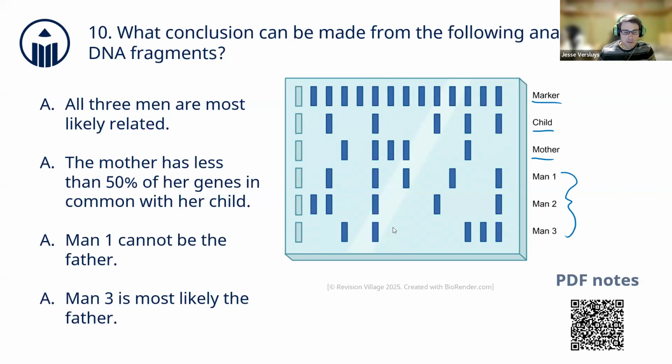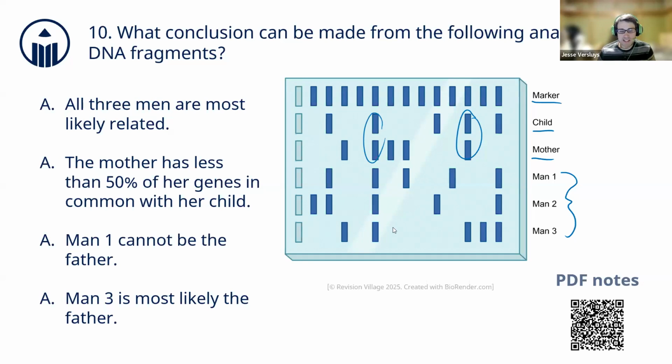The mother has less than 50% of her genes in common with her child. If we look at the mother's fragments here, we see that she shares 1, 2 with the child, and they have 5 each. So that does kind of suggest that she shares less than 50% with the child. But we should know from basic reproduction and genetics and things like that that she's going to have roughly 50% in common with her child.